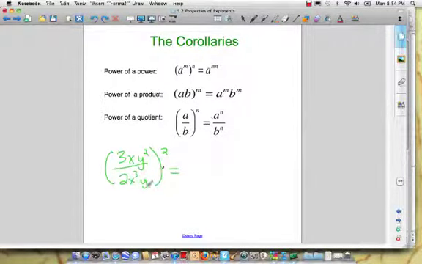Okay, well, everything needs to be squared. So 3 squared is 9, x squared is x squared, y squared squared, well, we multiply the exponents. Then in the denominator, the 2 squared is 4. X cubed squared, well, 3 times 2 is x to the 6th, and y has to be squared as well. Okay, that kind of puts it all together. All right, take a deep breath. There's more.